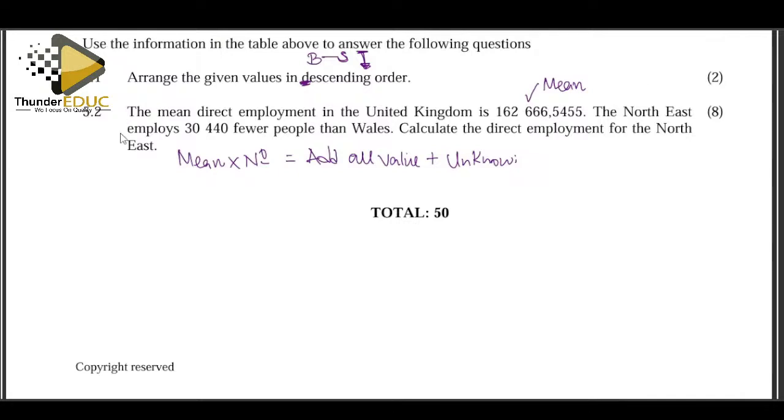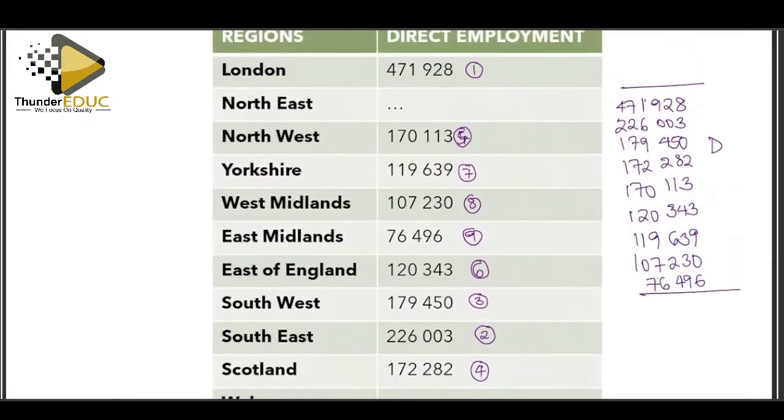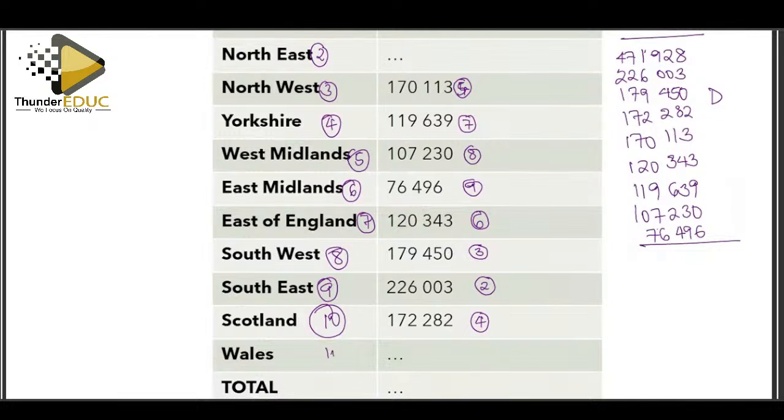So the mean is 162,666,545 times. How many numbers are we looking at? So we count and finally we say 1, 2, 3, 4, 5, 6, 7, 8, 9, 10, 11. I'm counting again because we shall see what to do. Because here, this one is missing. Let's call it H. H is missing.